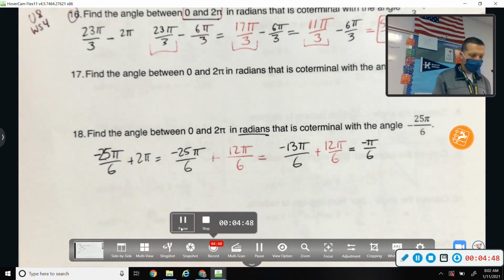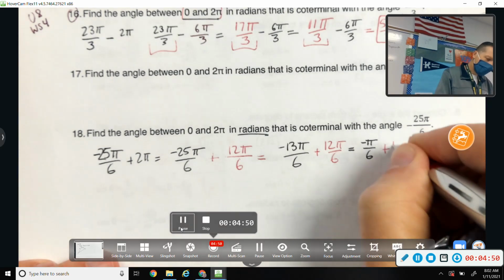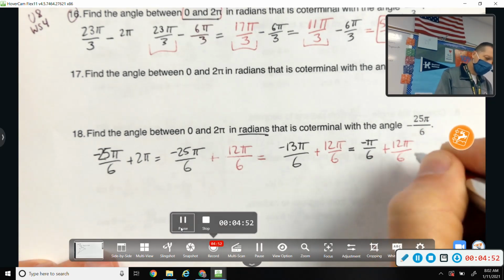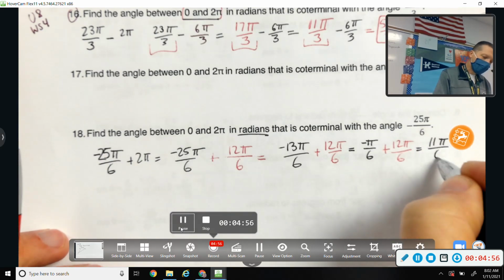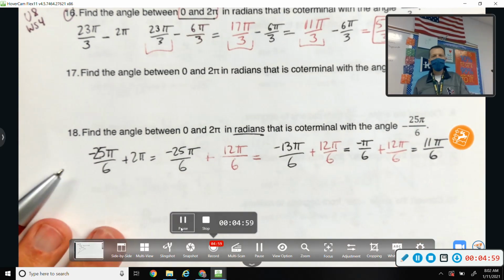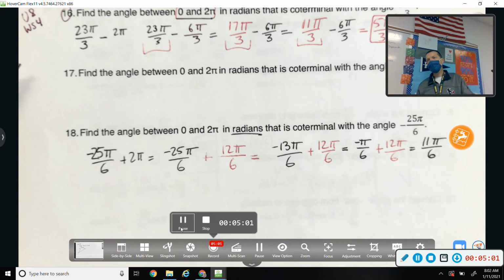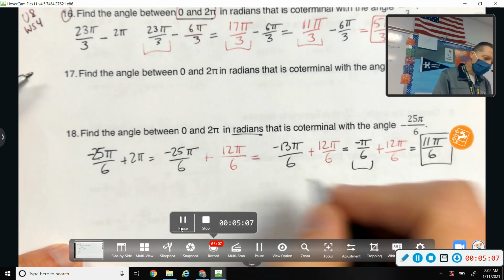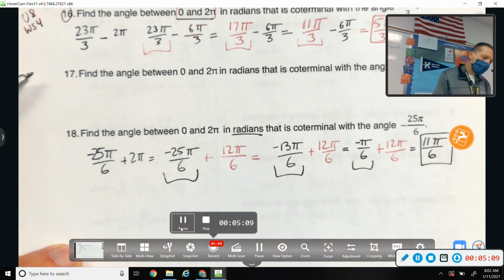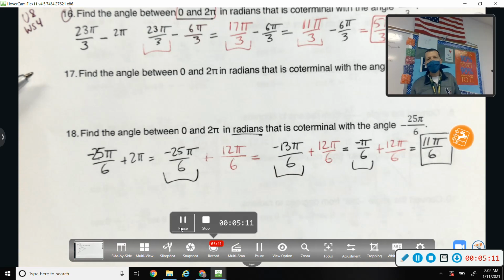Almost there. Let's add 2 pi again. And that gets us to 11 pi over 6. Is that between 0 and 2? Yeah, barely, but yeah, because 12 over 6 would be 2. So that's our answer. These other ones were coterminal, but they weren't between 0 and 2 pi. So they were sort of right, but not the answer we were looking for.